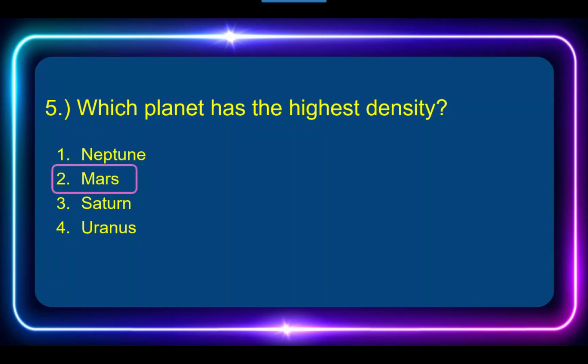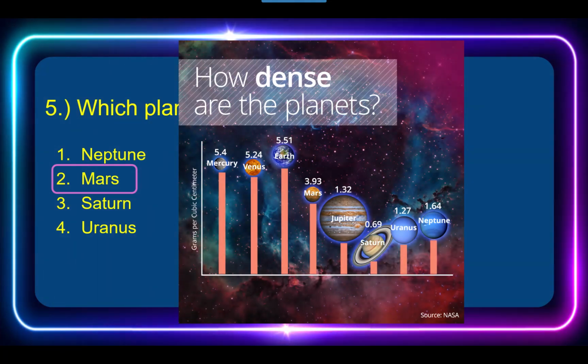Excellent. The correct answer is Mars. If you selected number 2, Mars, then you earned 5 points. Neptune, Saturn, and Uranus are all gas giants. Being gas giants means they have low densities on average. Mars, being a terrestrial or rocky planet, has a high density with a metallic inner core.